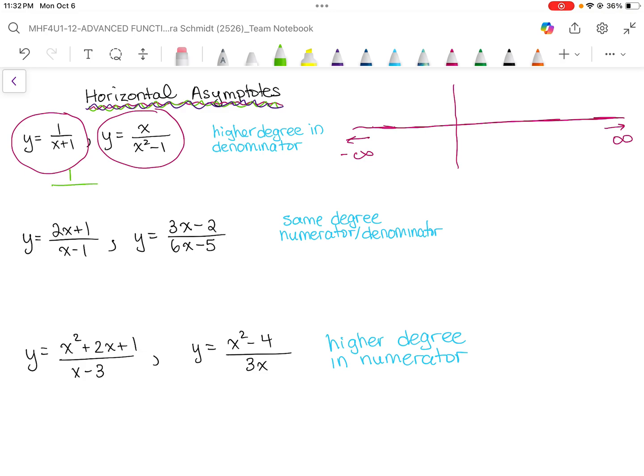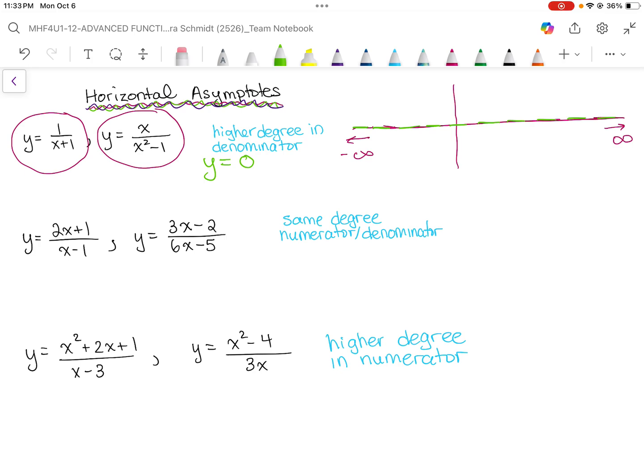1 divided by 1,000,000 plus 1, so 1,000,001, that number is going to be pretty close to 0. When you have some number divided by some really big number, you're approaching 0. So in these two cases, our horizontal asymptote is going to occur when y equals 0. So right along our x-axis, that's where our horizontal asymptote is going to occur.